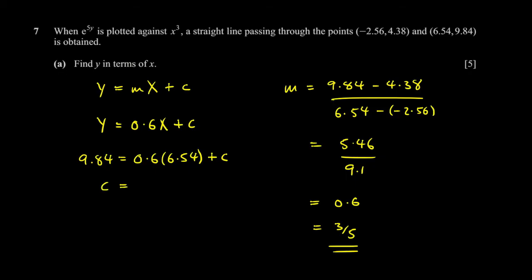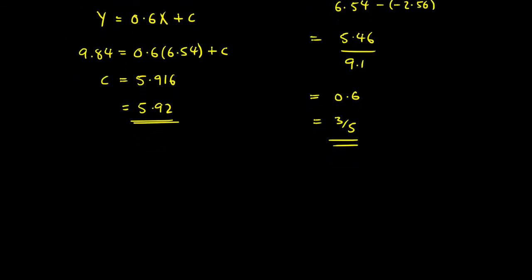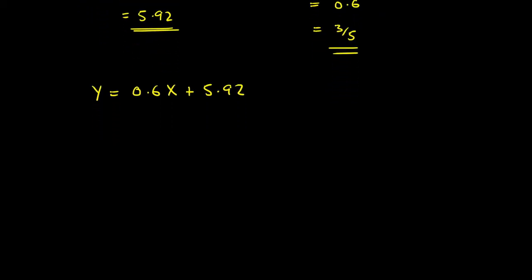So c is equal to 5.916. But everything else has been given to three significant figures. So I'm going to write that as 5.92. Okay. All right. So now we've got our equation, don't we? In the form y equals mx plus c. So y is equal to 0.6x plus the c, 5.92. And of course, what did we say? That the big y in this case is e to the power of 5y. And the big x is x cubed.